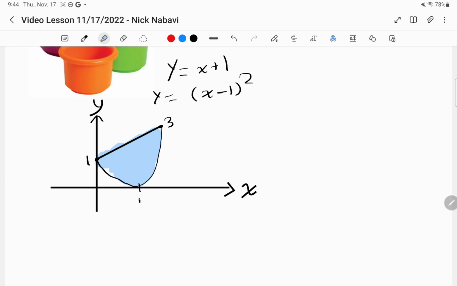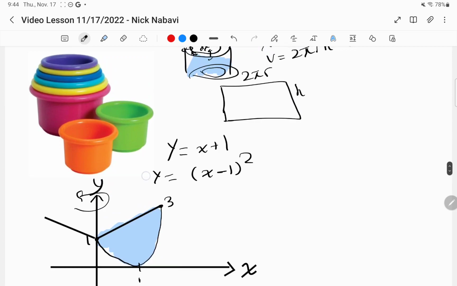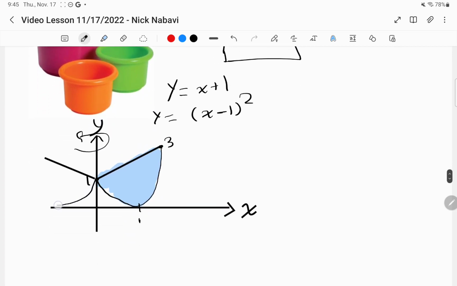What we're going to do now is we're going to rotate it around the y-axis, right? When we rotate it around the y-axis, imagine you have to have a picture in your head of these shapes, just stacking up all these cylinders together, okay? All right. So for example, I'm going to draw one of them. Here's one of them.